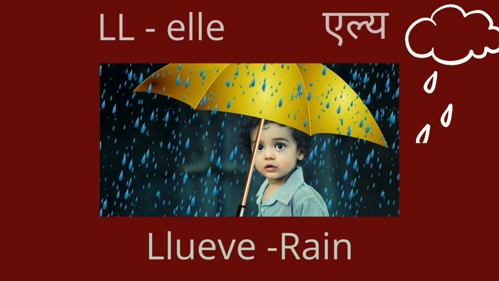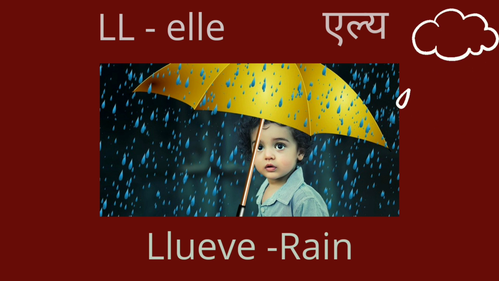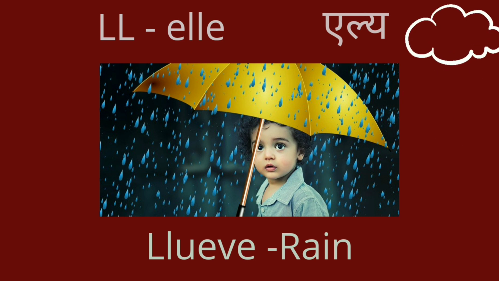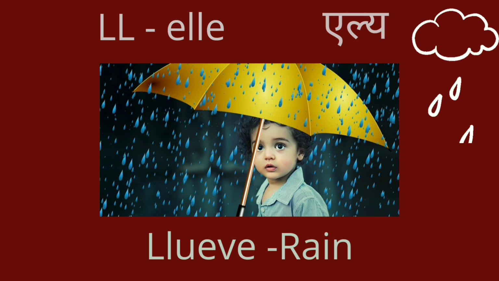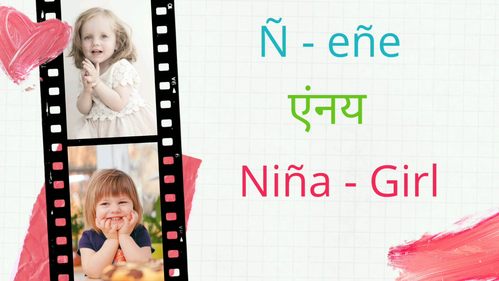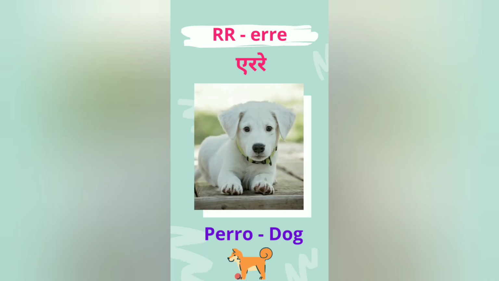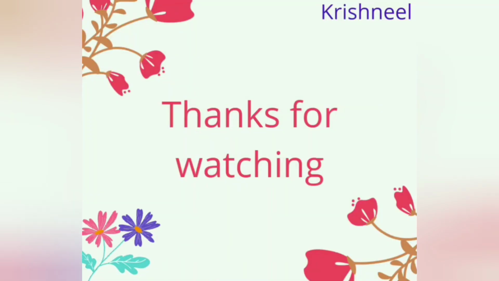Double L in Spanish is ll. We read it as in llueve. Llueve means rain. This is ñ. We read it as enya, as in niña. Niña means girl. Double R in Spanish is rr, as in perro. Perro means dog.